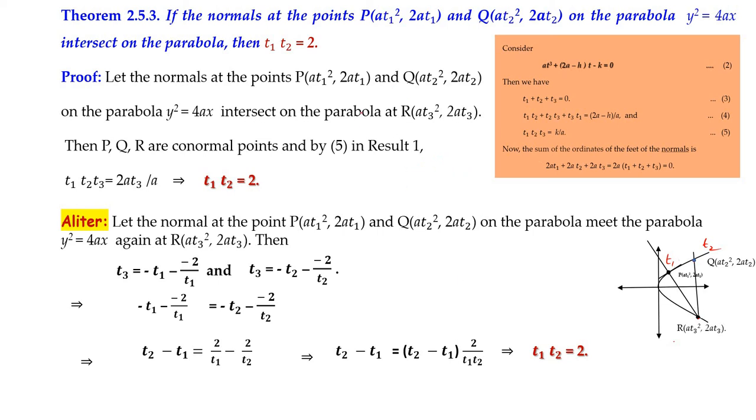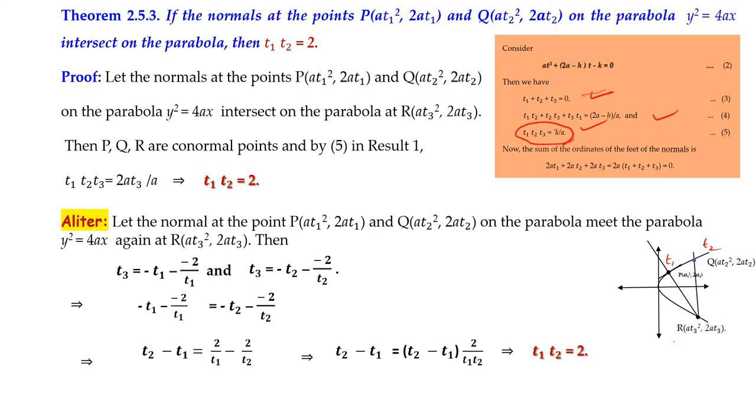In the first method, this one is the third point on the curve. So let the normals at P of t1 and Q of t2 intersect at R of t3. Then P, Q, R will be conormal points. By definition, these three are called conormal points. Once they are conormal points, all these conditions will be true. Whatever we have mentioned here, they will be true. This one and this. So it is this that we are going to use.